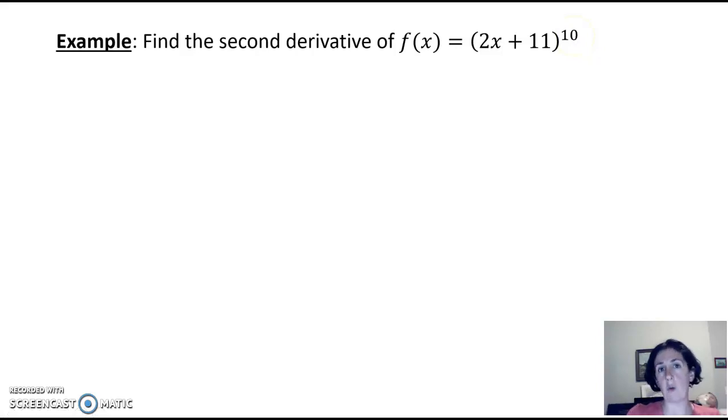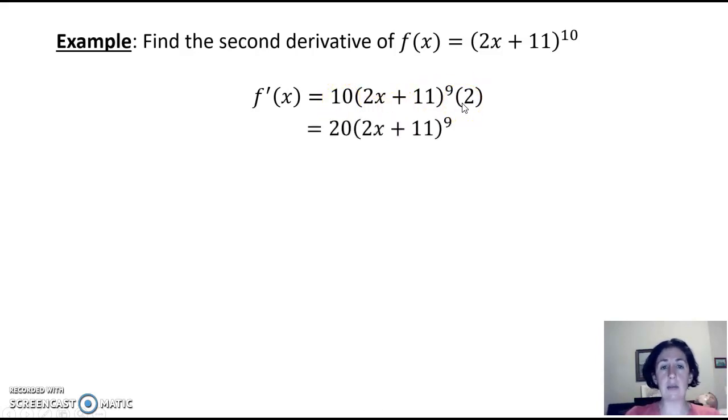So very soon, I want you to get to the point where you realize, hey, this is just sort of an application of the power rule, where I'll bring the 10 down, leave my inside function alone and take 1 away, and then I'll tack on the derivative of that inside function. So bring the 10 down, leave the 2x plus 11 alone, take 1 away to make a new exponent of 9, and then just multiply it to that derivative of that inside function, 2x plus 11, which would be 2. And now we can simplify this. 10 times 2 gives me 20 times 2x plus 11 to the 9th.